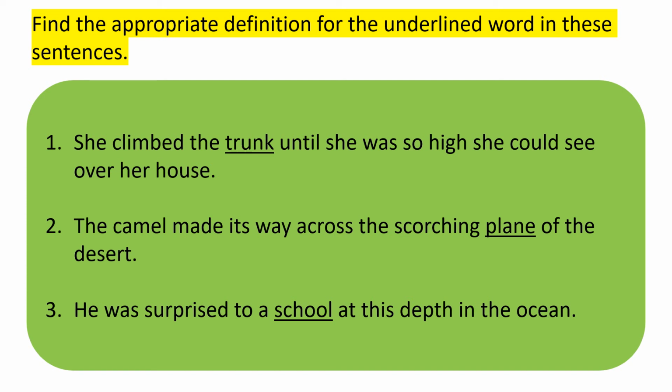Question 2: the camel makes its way across the scorching plain of the desert. The word plain has a couple of meanings. It can mean a plane, like the thing in the sky that takes you to your holiday destination, but it can also mean a couple of other things. Question 3: he was surprised to see a school at this depth in the ocean. Quite an interesting use of that word there. So pause the video and look up these words with the correct definition.